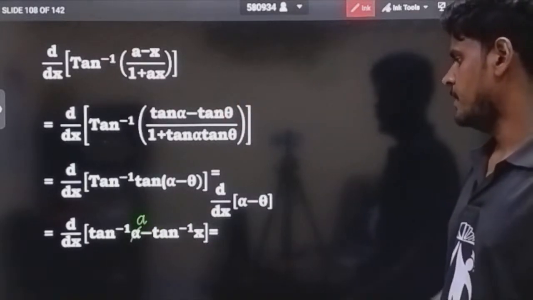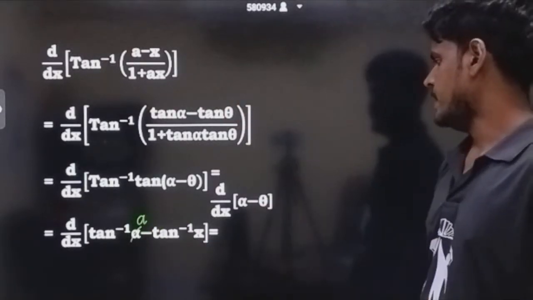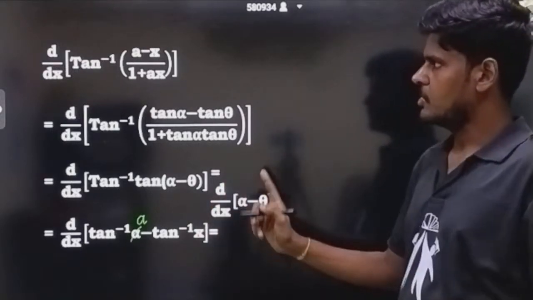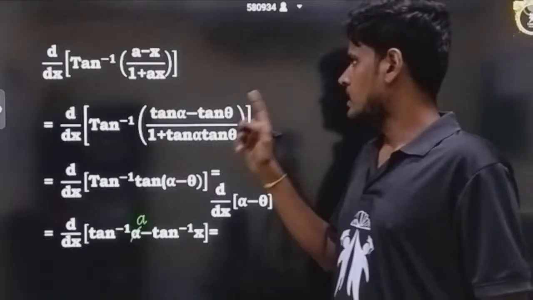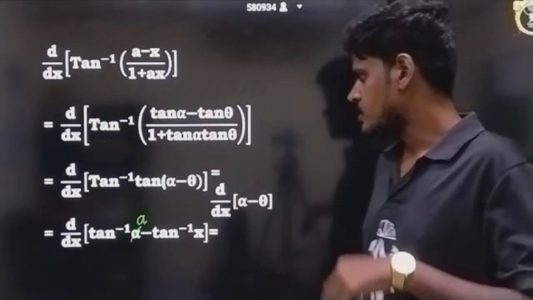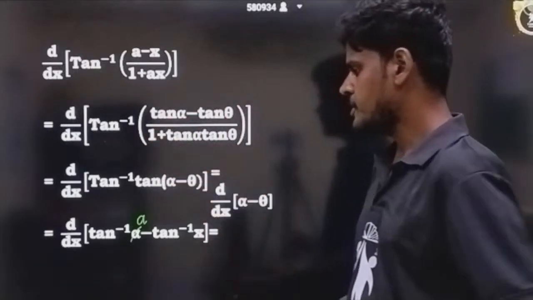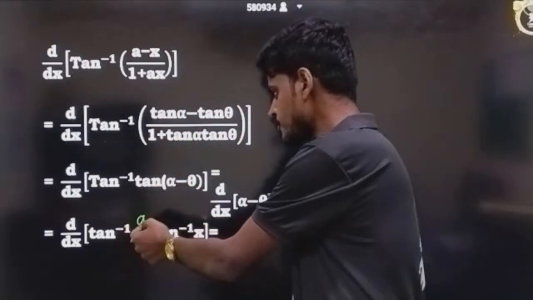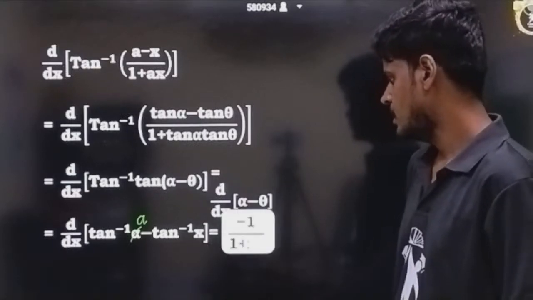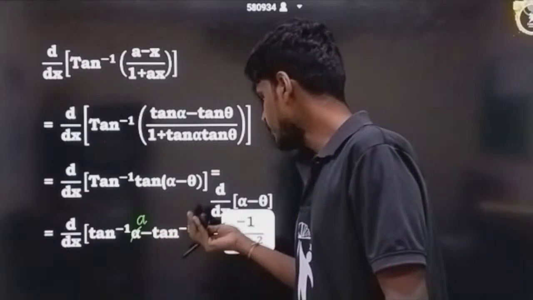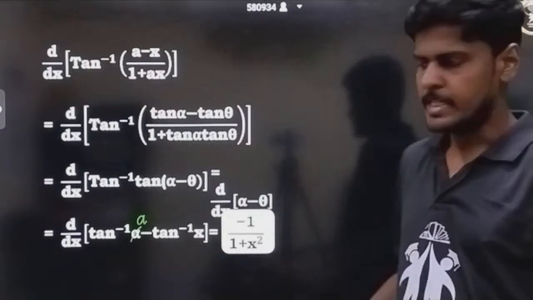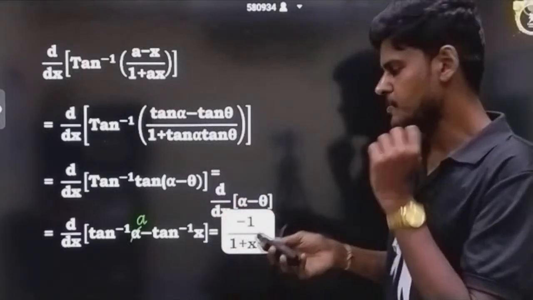This is tan inverse a. Minus theta is nothing but tan inverse of x, because x is equal to tan theta is the substitution. That means theta is equal to tan inverse of x. Now what we got, students? This entire differentiation is nothing but differentiation of tan inverse of x minus tan inverse of x, that is equal to minus of tan inverse x differentiation, which is 1 by 1 plus x square. So the entire differentiation process becomes very simple.